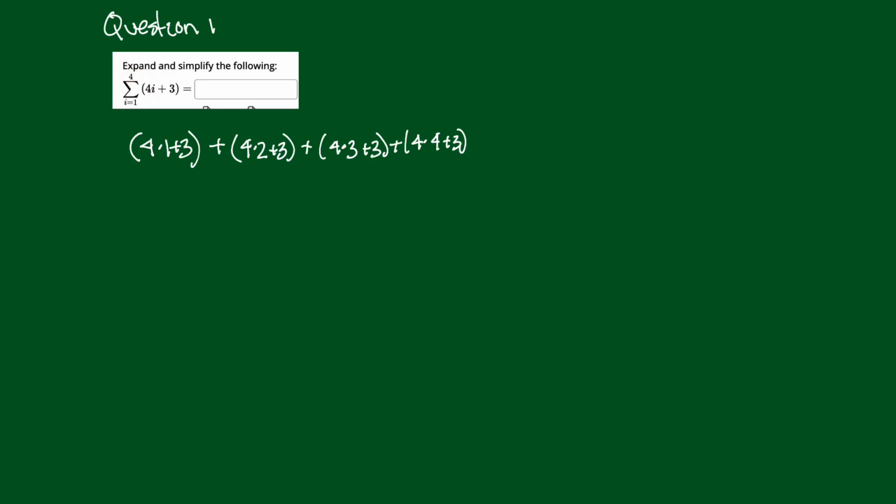Let's simplify. 4 times 1 is 4. 4 plus 3 is 7. Plus 4 times 2 is 8. 8 plus 3 is 11. Plus 4 times 3 is 12. Plus 3 is 15. Plus 4 times 4 is 16. Plus 3 is 19. Let's add those. When I added them up, I got 52. So I'm going to claim that this is 52.